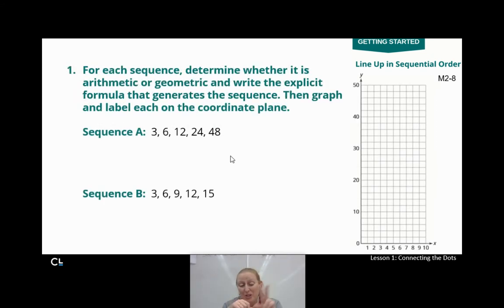So you now have 2 sequences. I have a few things I want you to do. For each sequence, first, determine whether it's arithmetic or geometric. Second, write the explicit formula. And you may have to run back real quick to our previous unit, unit 1.2. Write the explicit formula that generates the sequence. And then the third thing I want you to do is graph your sequence. Ooh. Go ahead and hit pause to work all this out, and then hit play when you're ready to check your work.